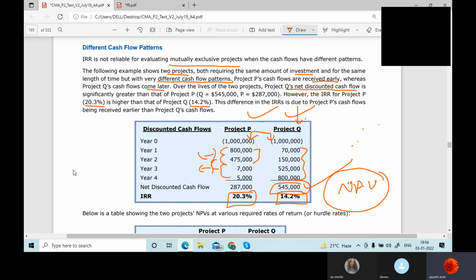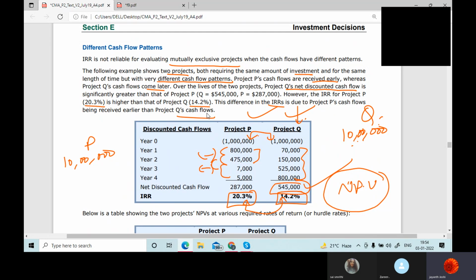They are saying that when you invest the same amount, 10 lakhs for P and 10 lakhs for Q, why is there a difference in IRR? The difference can be due to many reasons. This difference in IRRs is due to project P's cash flows being received earlier than project Q's cash flows. That is what they are saying.